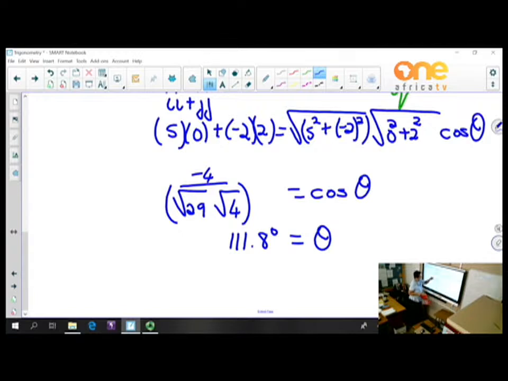Now, because of that negative, that's why I can immediately see that this is going to be an obtuse angle, because there's a negative there, that negative cosine. So don't throw it away. Make sure that you have it.